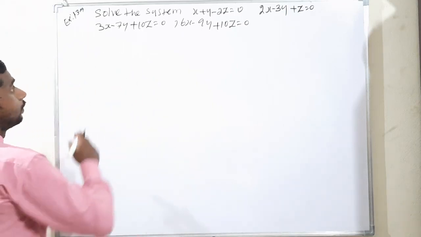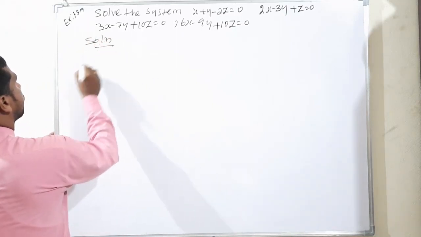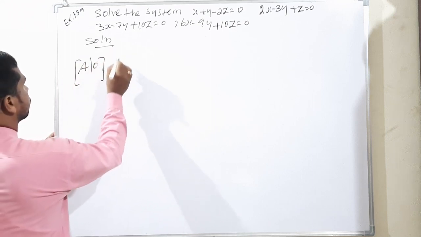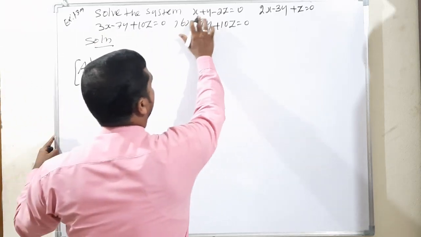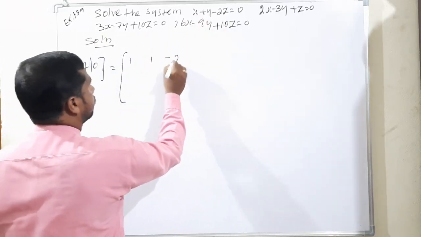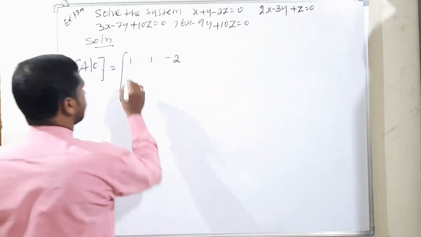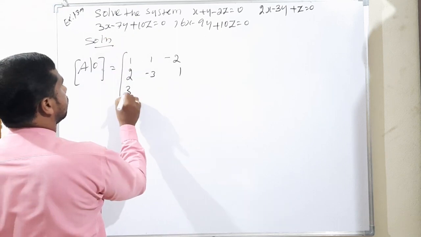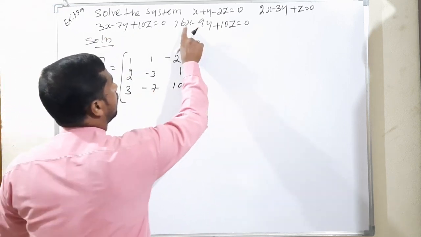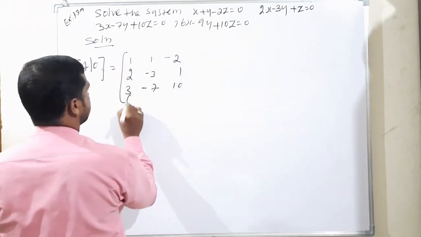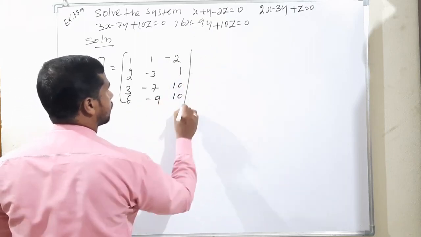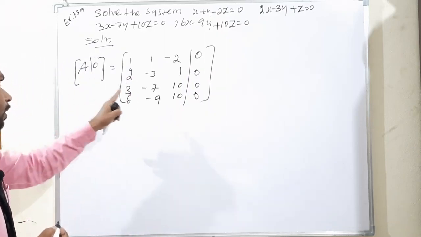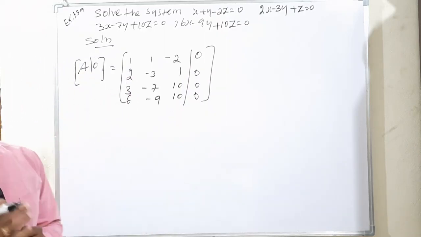which means it has a unique solution. Then we can say it is a trivial solution. Let's move on one by one. Solution: first we have to write the augmented matrix with 0. So what is equation 1? 1, minus 2, 1; 1, minus 2, 2, minus 3, positive 1; 2, minus 3, positive 1; 3, minus 7, positive 10; 3, minus 7, positive 10; 6, minus 9, positive 10; 6, minus 9, positive 10. Constants 0, 0, 0. So we reduce the augmented matrix to row echelon form.